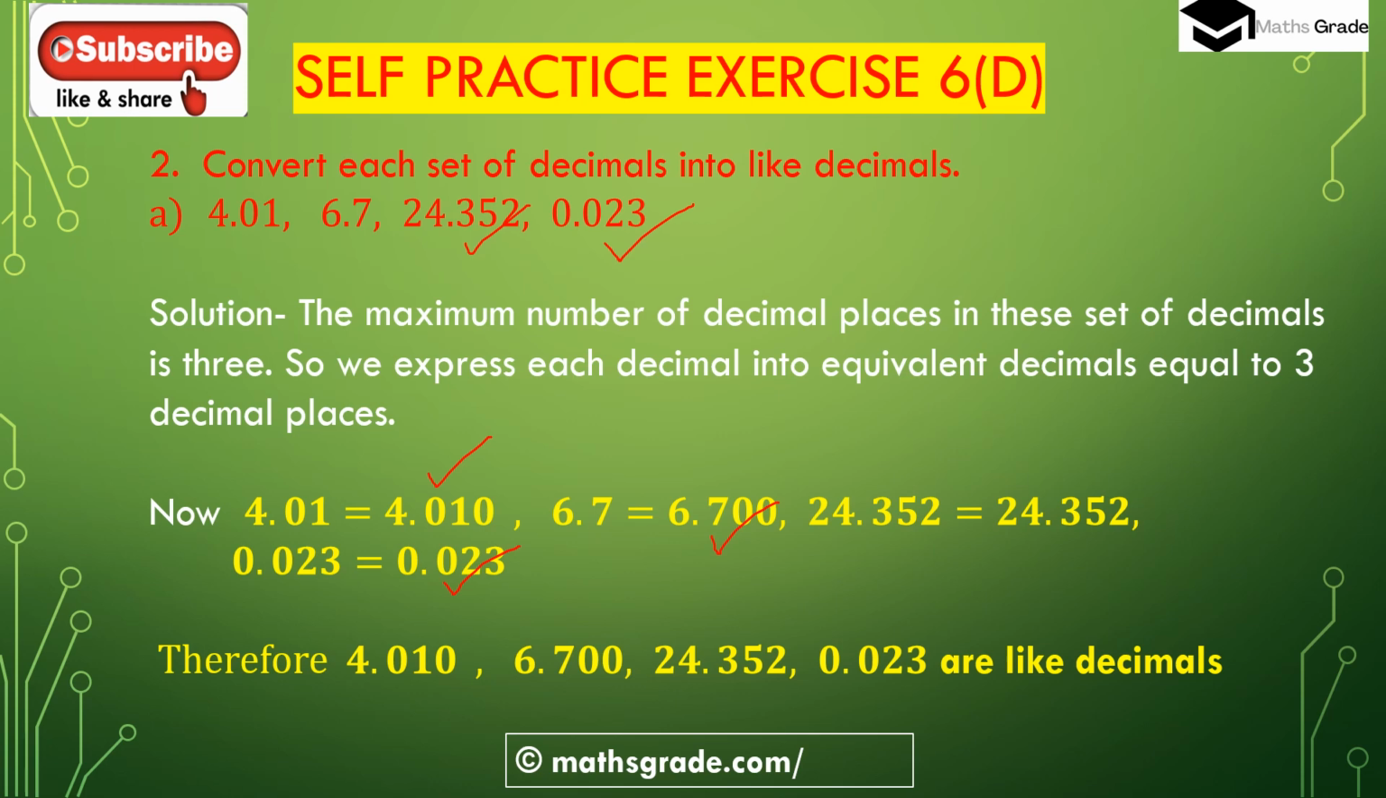So now we get 4.010, 6.700, 24.352 and 0.023. All these four are equivalent decimals having three decimal places after the decimal point. Therefore 4.010, 6.700, 24.352 and 0.023 are like decimals having three places of decimals after the decimal point.